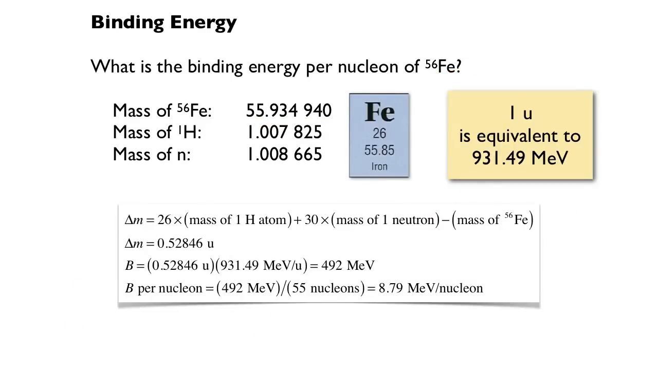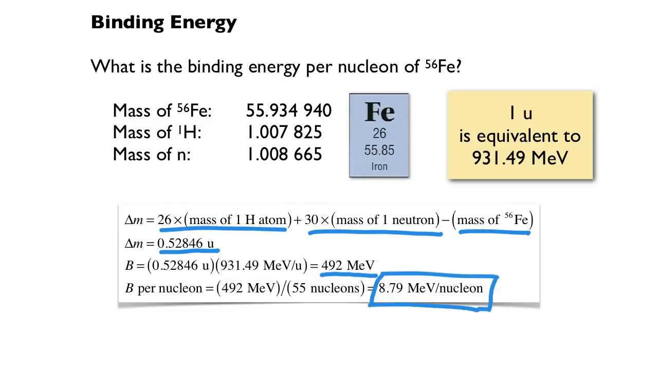And what you get is this. I get 26 hydrogens plus 30 neutrons minus the mass of the iron 56. The difference in mass, the mass lost when I build an iron 56 from raw materials, is 0.52846 atomic mass units. And converting that into mega electron volts, 492 mega electron volts, that's 8.79 mega electron volts per nucleon, and that is the biggest number of any nucleus, and so iron 56 is the most stable nucleus that there is, and that is an important part of a story that we'll tell shortly.